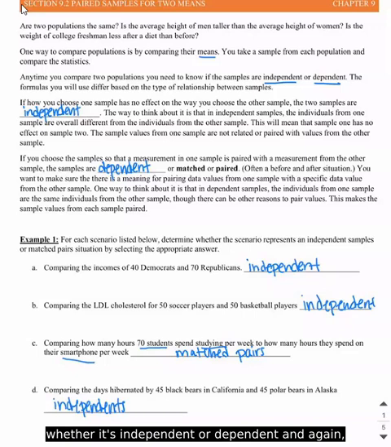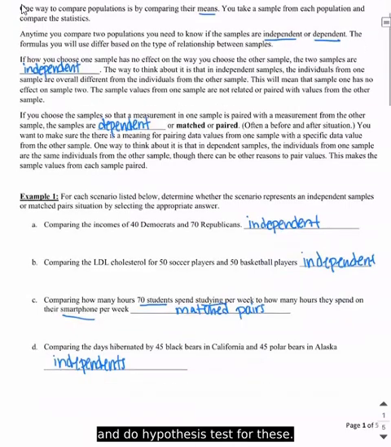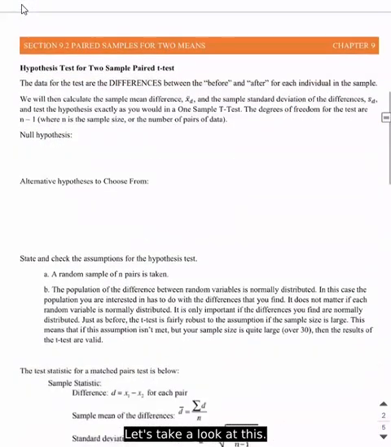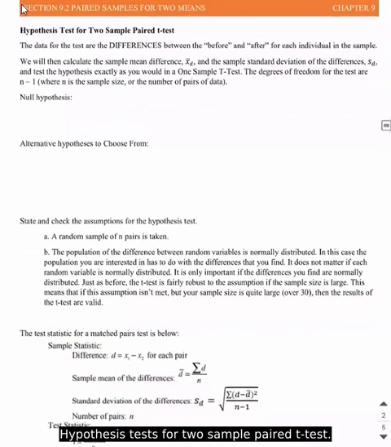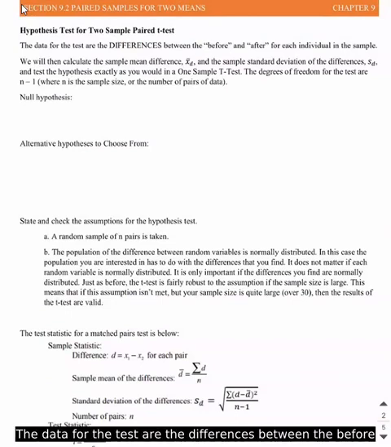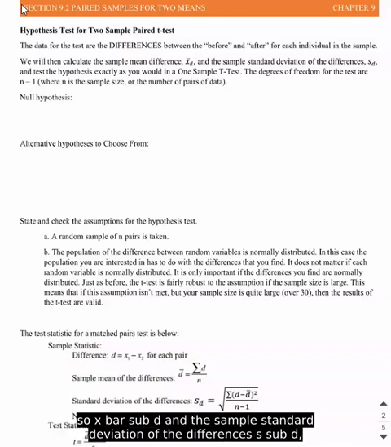And again, we'll have different ways we go through and do a hypothesis test for these. So let's take a look at this. A hypothesis test for a two sample paired t-test. So it's a t-test in this case. The data for the test are the differences between the before and after for each individual in the sample. We will then calculate the sample mean difference, x bar sub d, and the sample standard deviation of the differences, s sub d, and test the hypothesis exactly as you would in a one sample t-test.